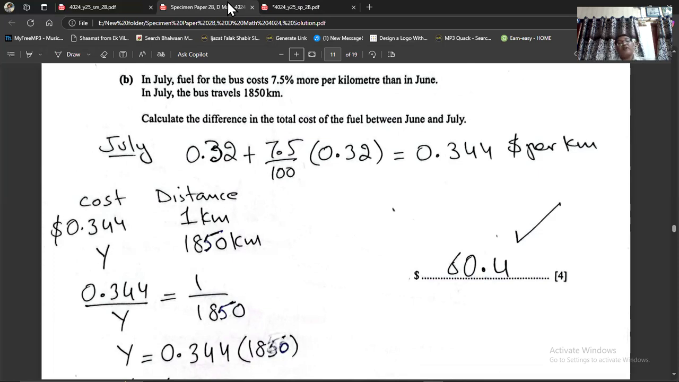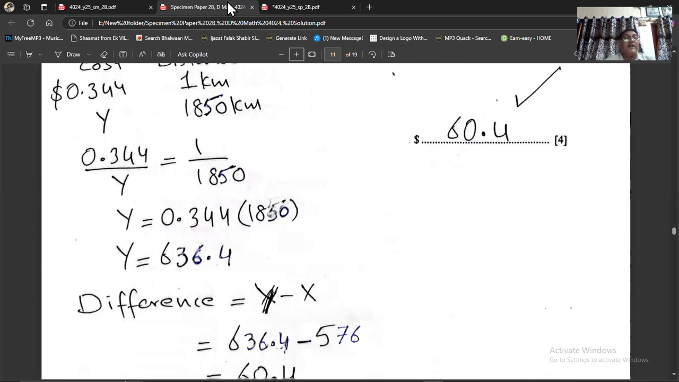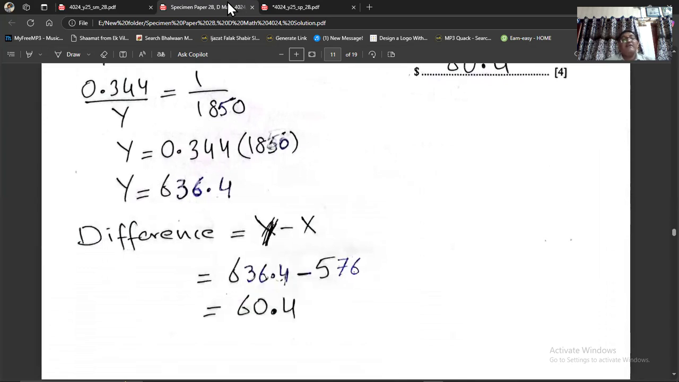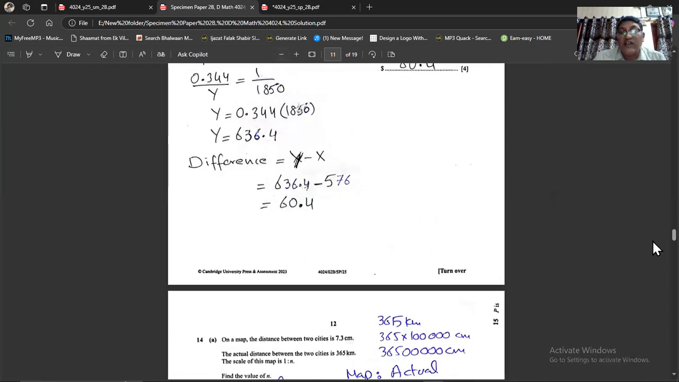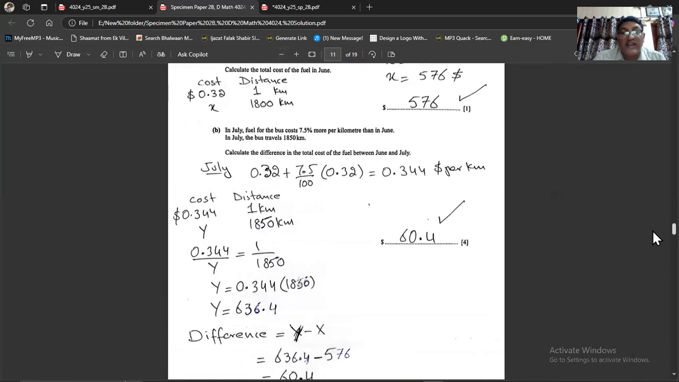The cost is $0.344 for 1 kilometer, and for 1850 kilometers, how much will be the cost? Let me say it is y. So 0.344 divided by y is equal to 1 divided by 1850. So y will be equal to 0.344 multiplied by 1850. So that is 636.4.